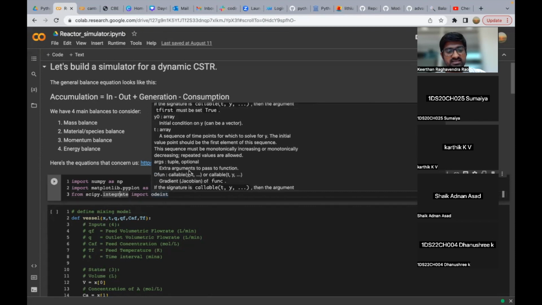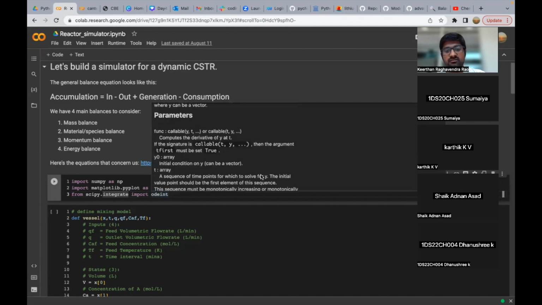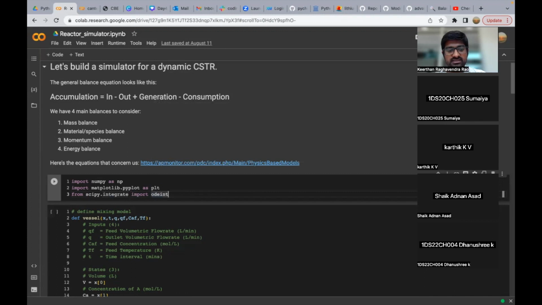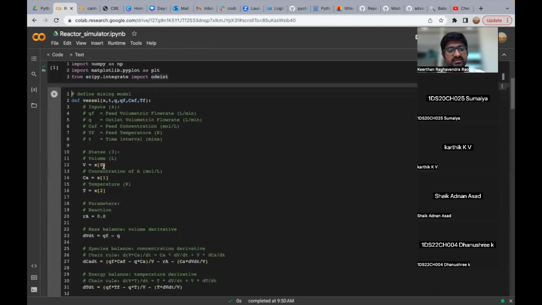As you can see, some arguments are optional, but you can pass some arguments as a tuple. We will be looking at that today. Obviously, we need to pass in the time points for which to solve for y. y0 will be the initial conditions that we pass in, and y is basically all the differential equations. So let's see how this works. First thing I'm going to do is import this.